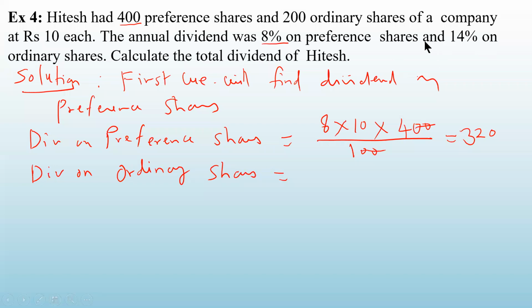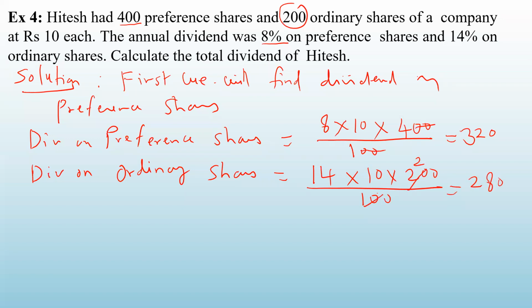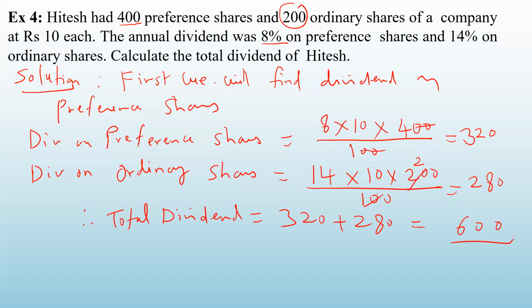What is the rate of dividend on ordinary shares? 14% on ordinary shares. So here rate of dividend is 14. Face value is same as 10. And how many ordinary shares is he having? 200 divided by 100. How much? 280. Correct? So what is his total dividend? Total dividend will be the dividend on preference share plus dividend on ordinary shares. So 320 plus 280. How much? 600. So rupees 600 is the total dividend.